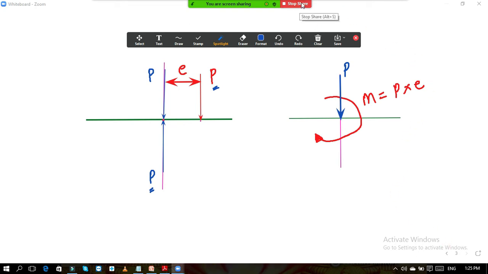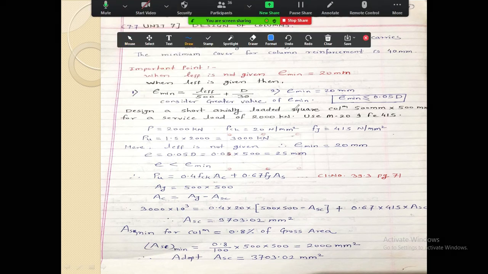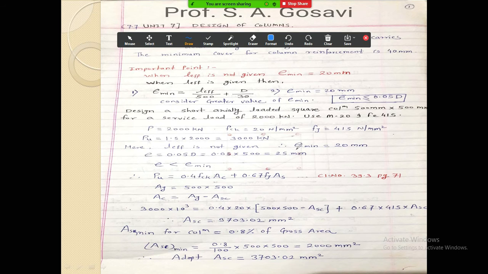Now we will go here. If you see, the definition of column is given. So what is the column? A column is a member which carries the load perpendicular to its length. Then you can see that for the column the minimum cover for the column reinforcement is 40 mm. So what is the minimum cover we provide for the column reinforcement? That is the important thing. For column reinforcement we provide 40 mm cover.